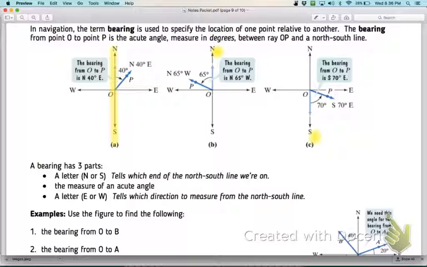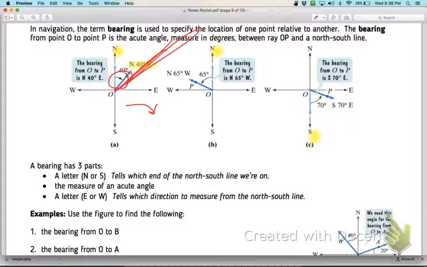Then the second part is going to be the measure of an acute angle, so something less than 90. And then the third part is going to be either east or west, which tells you which direction to go from the north-south line. So, for example, if we look at this first one here, the bearing here is north 43 degrees east. So north tells us that we look up, and then 43 degrees east shows us, you can see the direction the arrow is going here, that we're going to rotate to the eastern side, 40 degrees.